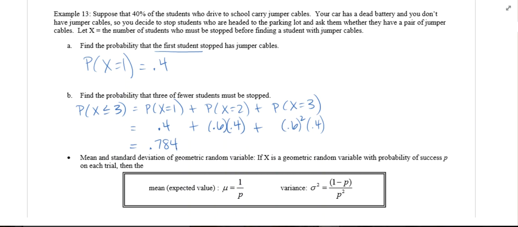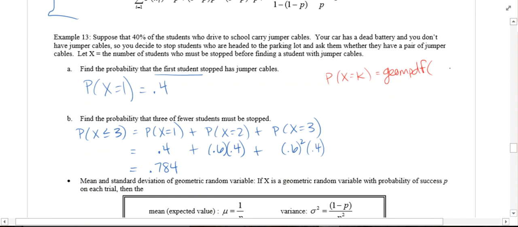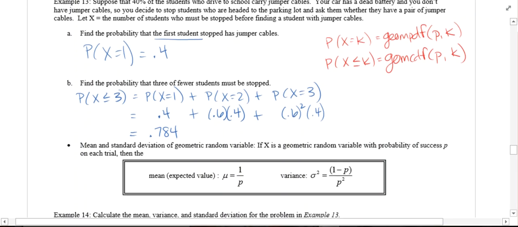Okay, and just on a side note, I want to show you, you do have calculator commands just like binomial. So you can do probability x equals an exact value, so k. It's going to be geometric PDF, just like we did with binomial. But what you stick in there, we don't know the n, so we don't put an n in there. You're just going to put the probability and then k when you want the success to happen. You can also do less than or equal to with a geometric CDF. And again, you would do P and K, but it's going to sum it up from 1, 2, 3, all the way up to wherever your K is. Okay, so the calculator commands work just like binomial.